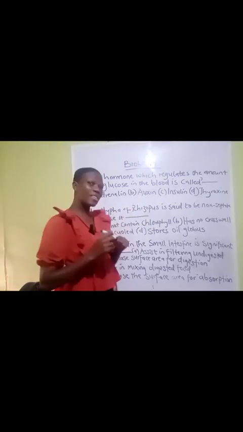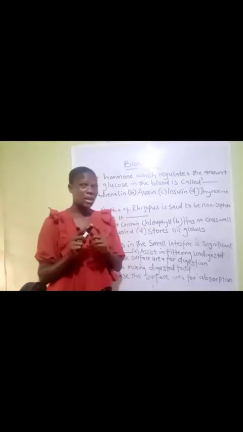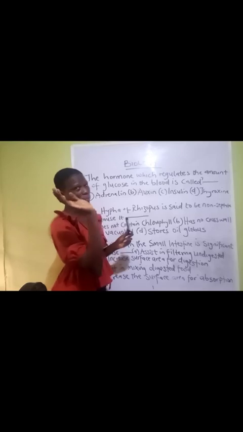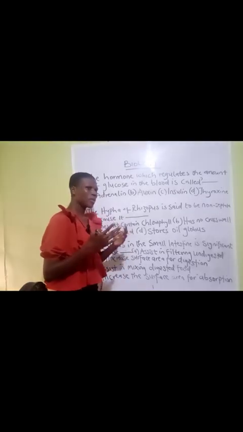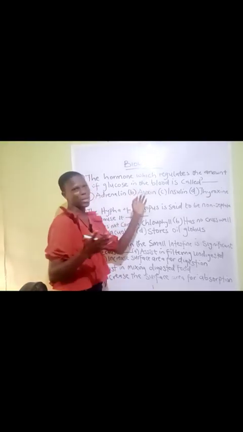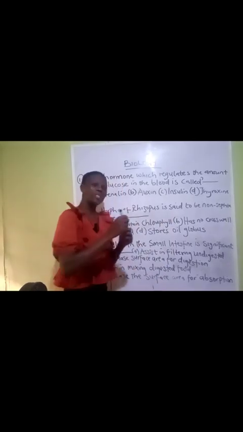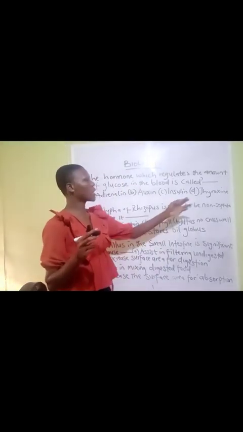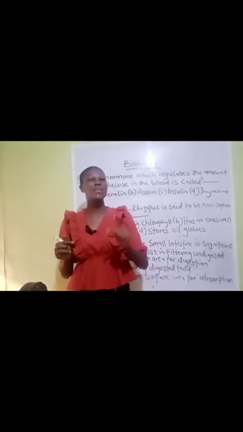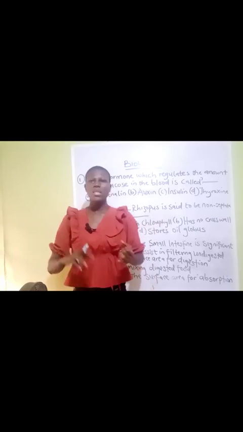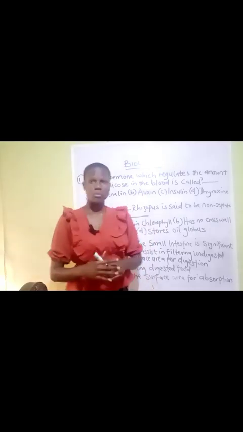Auxin is a hormone found in plants, majorly for plant growth. So this is out of it because it's not even involved with blood stuff. We have thyroxine, also called T4. This T4 is produced in the thyroid gland and is majorly for growth and development of the body.